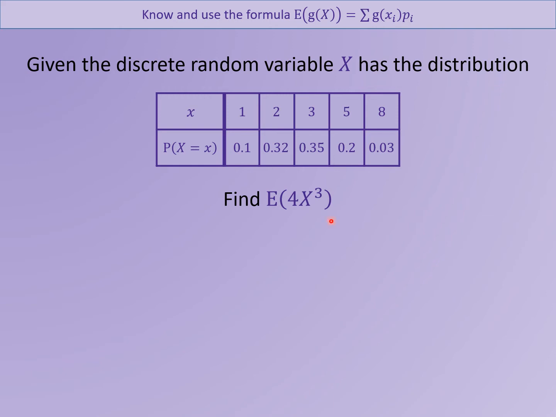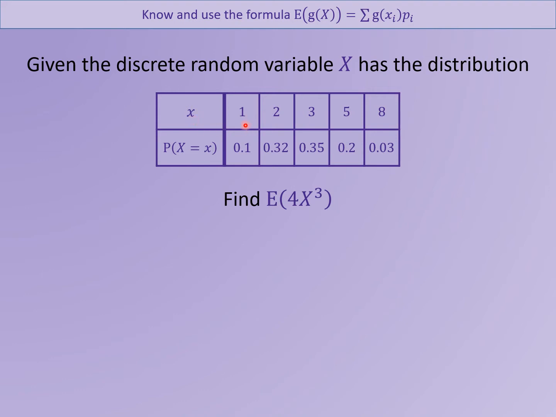FA2 Further Maths, discrete random variables. So we're going to just pick up the last part of discrete random variables from what you started last year. And we've got a discrete random variable here. So you can tell it's discrete because it's got individual discrete values.